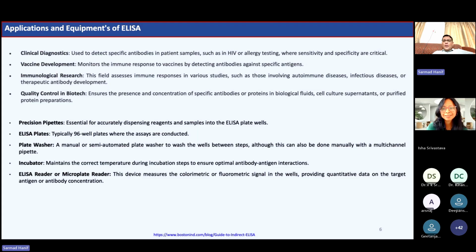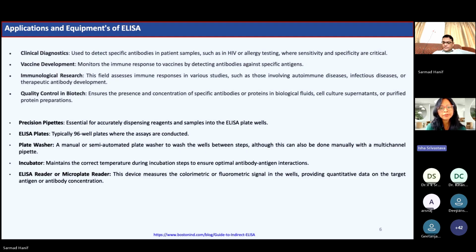Hope I am not so quick in terms of explaining. Just let me know, please. I can be a little slower also. Dr. Isha, is it fine? Yes, it is fine.